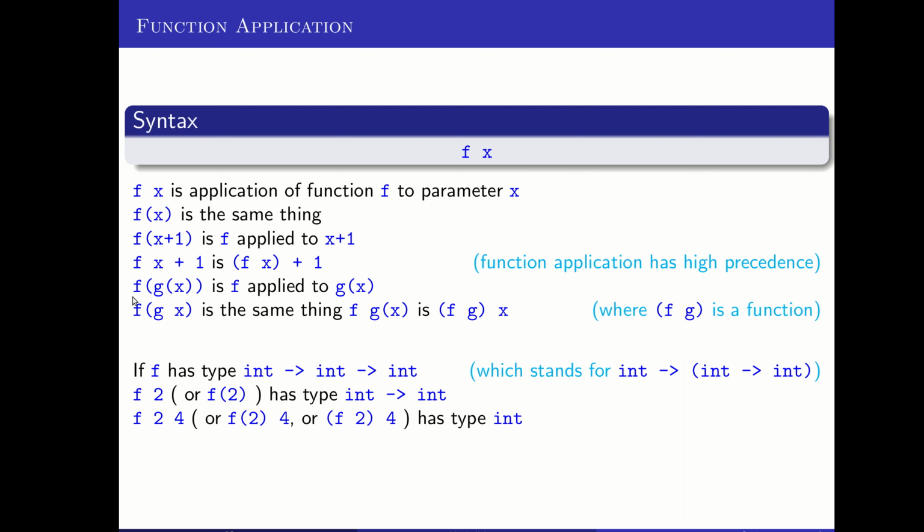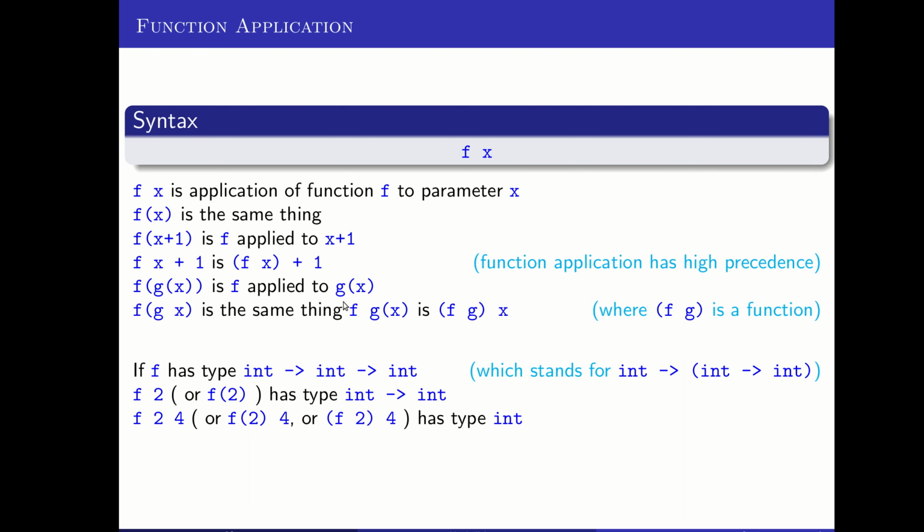f parentheses g space x is the same thing as f parentheses g parentheses x here, but f space g parentheses x is, confusingly enough, f called on g. So because you can apply functions to functions, we'll see plenty of examples of that later, it tries to apply f to g because function application has very high precedence.